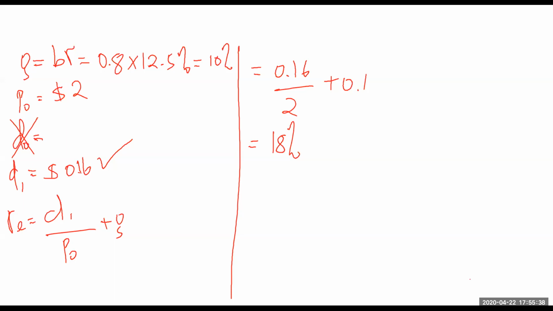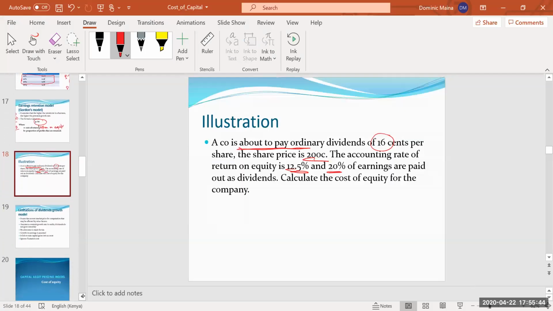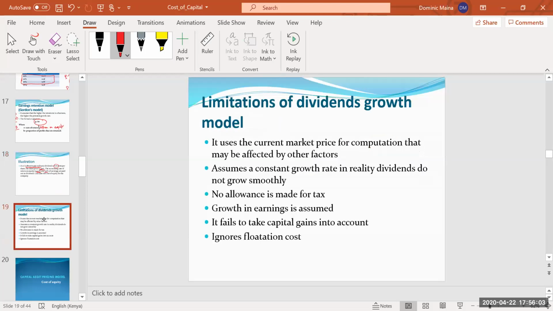At the beginning of the topic, we said that we can use two models. We have the dividend valuation model, which you have just concluded on, and then you have the capital asset pricing model. But before we go to the capital asset pricing model, which you can use to estimate the cost of equity, let's go through what are the key limitations of the model.